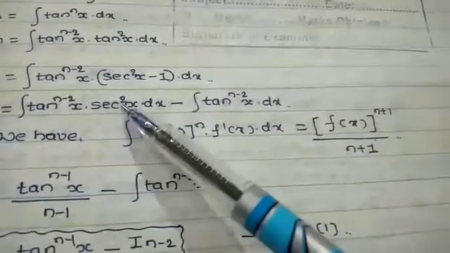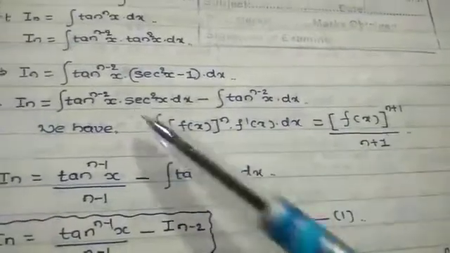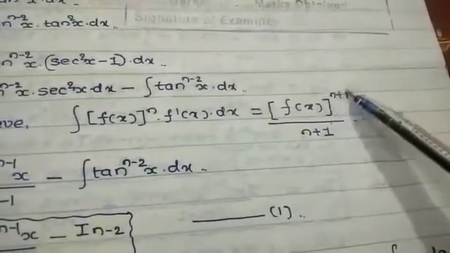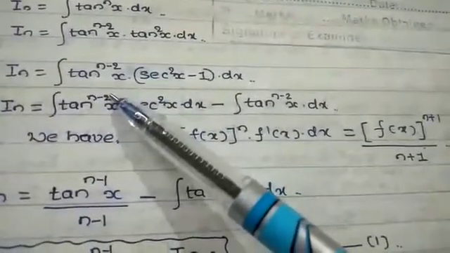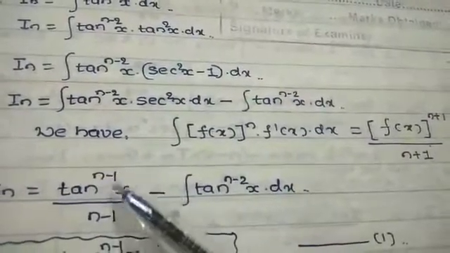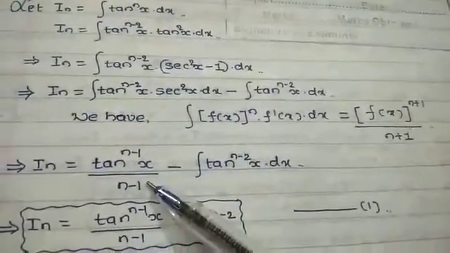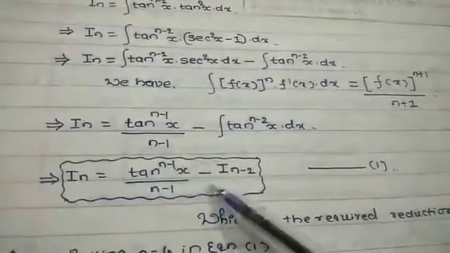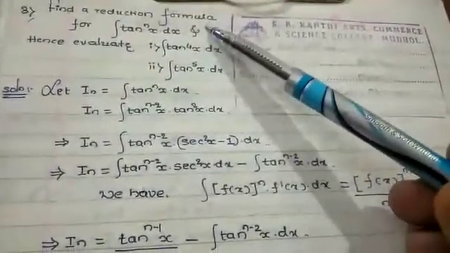Here we have to apply this formula only when its derivative is there, that is, tan x differentiation is sec square x. Okay, so then only we can apply this formula. Tan x differentiation is sec square x, so here it becomes f of x to the power of n plus 1 by n plus 1. N plus 1 means n minus 2 is there, n minus 2 plus 1, so it becomes tan to the power n minus 1 divided by n minus 1. So according to this formula, this is the required reduction formula for the integration of tan raised to n x with respect to x.